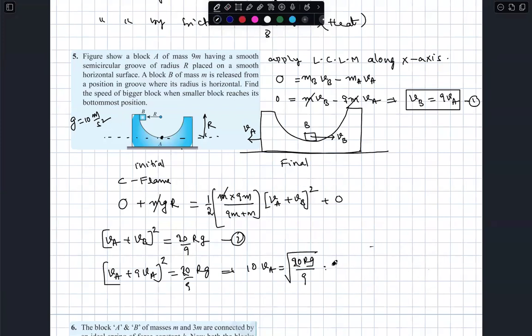Now in this case, VA becomes root 20 RG by 9 into 100. 20 goes 5 times. That's all. So this will become root RG by 45.